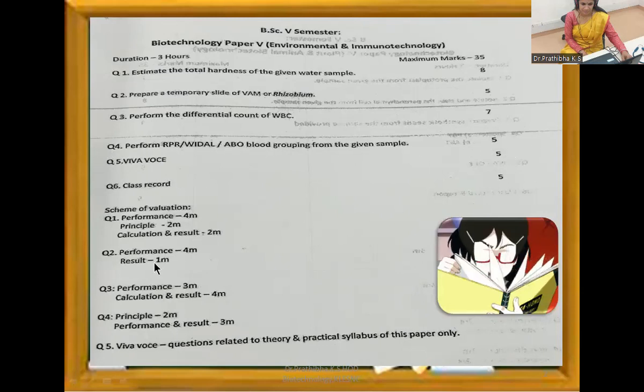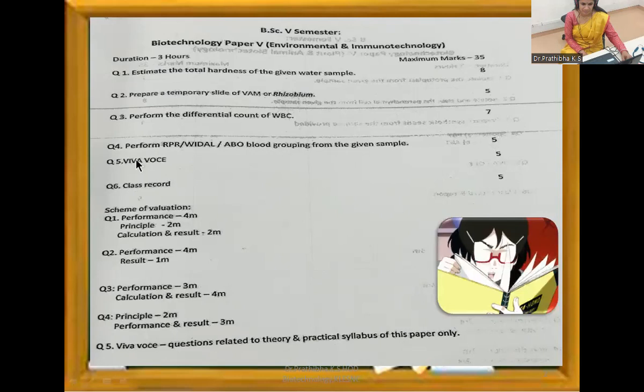Here in question number 4, 5 marks, the scheme of evaluation: principle 2 marks. What you write as the principle regarding RPR, Vidal, or ABO blood grouping carries 2 marks. Then performance and result carry 3 marks. This is about question number 4, which carries 5 marks.